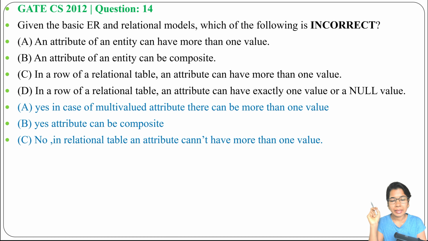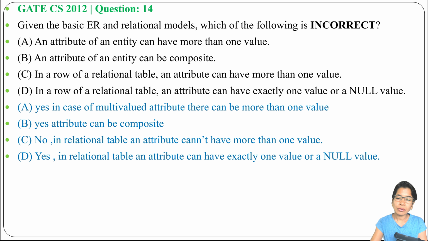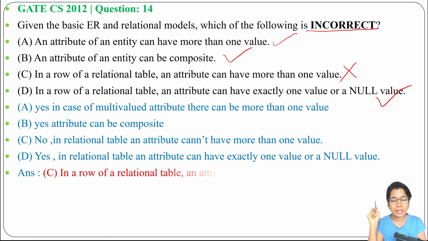Next option D, in a row of relational table, an attribute can have exactly one value or null value. Yes, this is true. There can be exactly one value or null value. So we found option A is true, option B is true, option C is false, option D is true. And it is asking which of the following is incorrect. Hence answer will be option C.